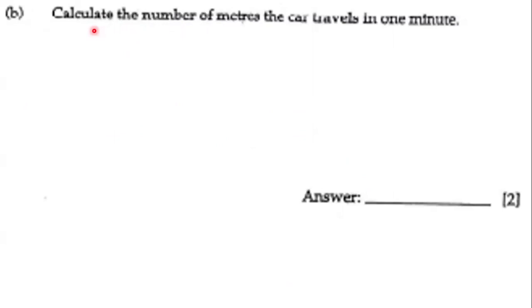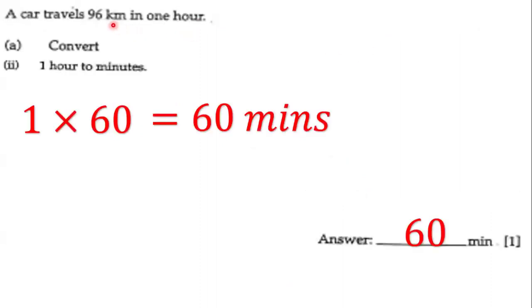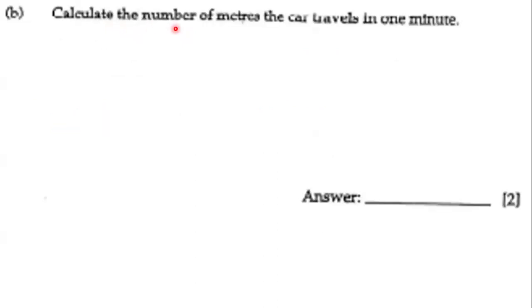And that's important because of this question. The question says, calculate the number of meters the car travels in 1 minute. So how many meters will the car travel in 1 minute? What do we know? We know that this car travels 96,000 meters in 1 hour, or this car travels 96,000 meters in 60 minutes. So it travels 96,000 meters in 60 minutes.